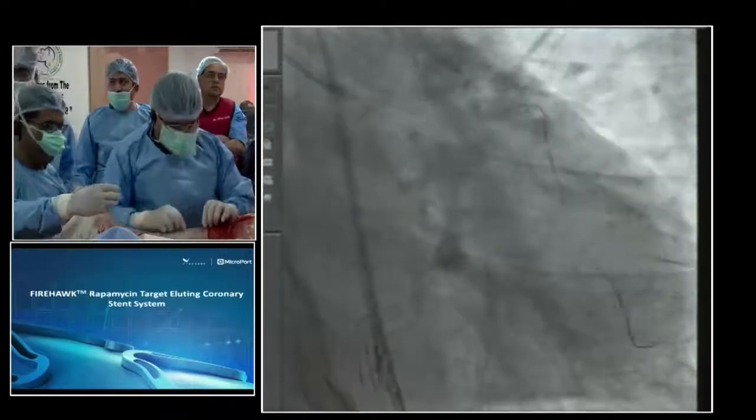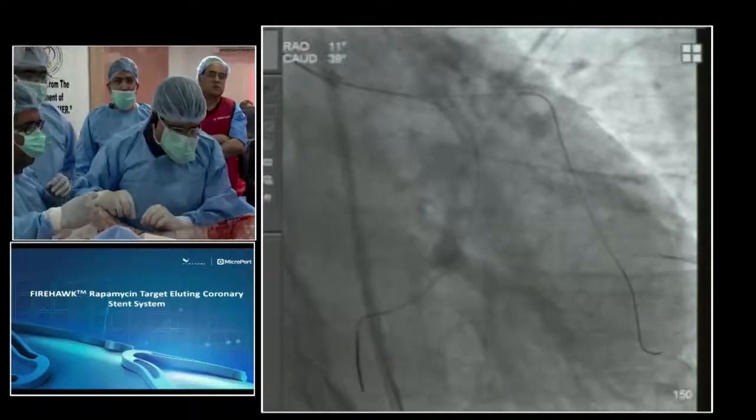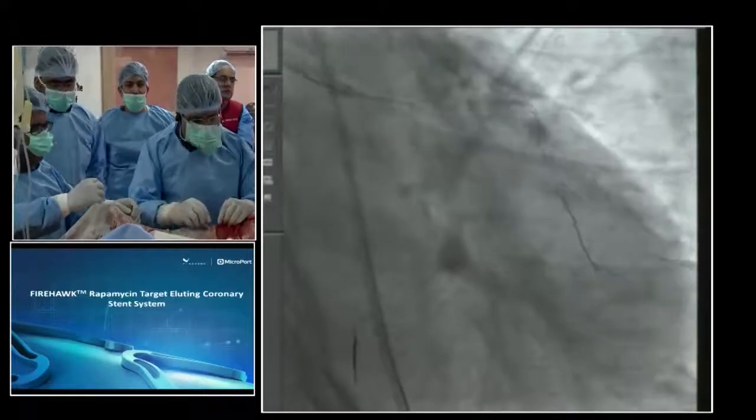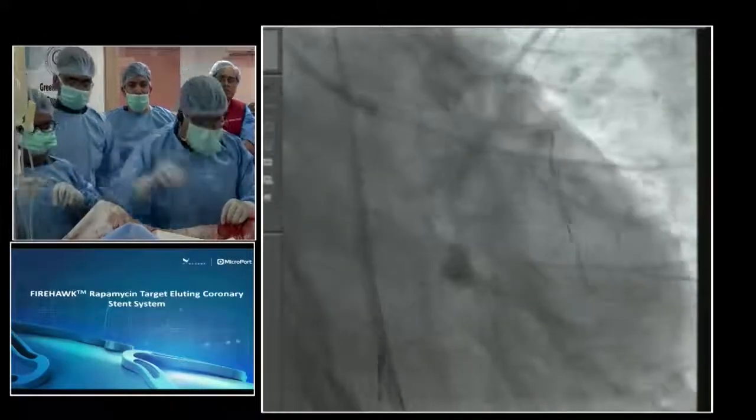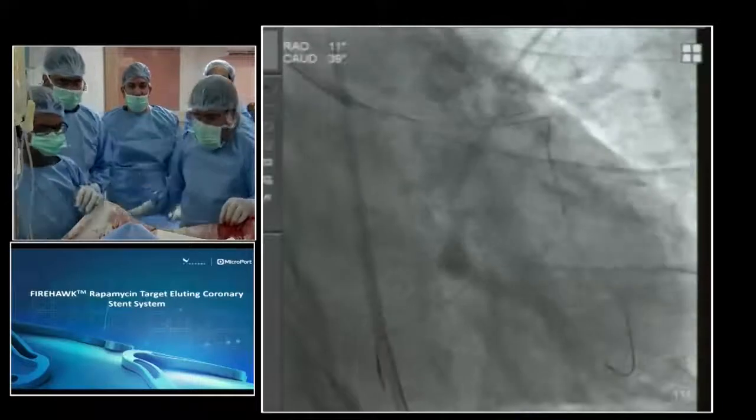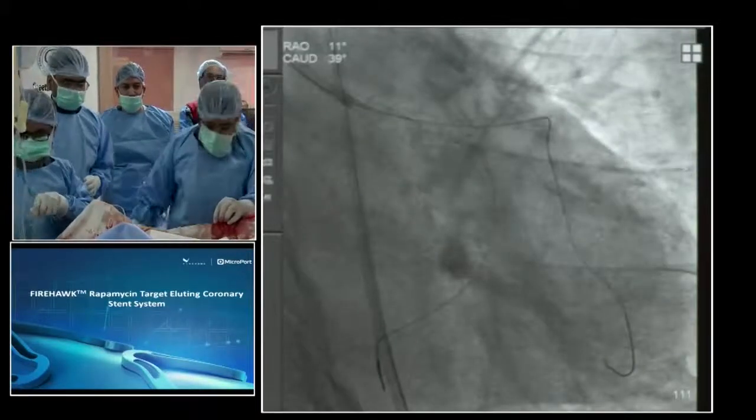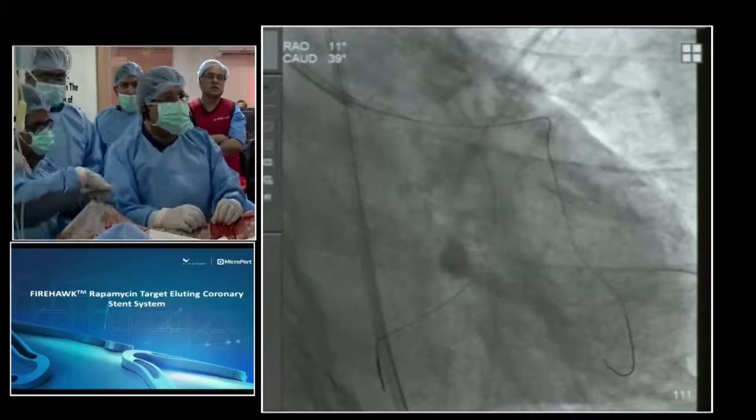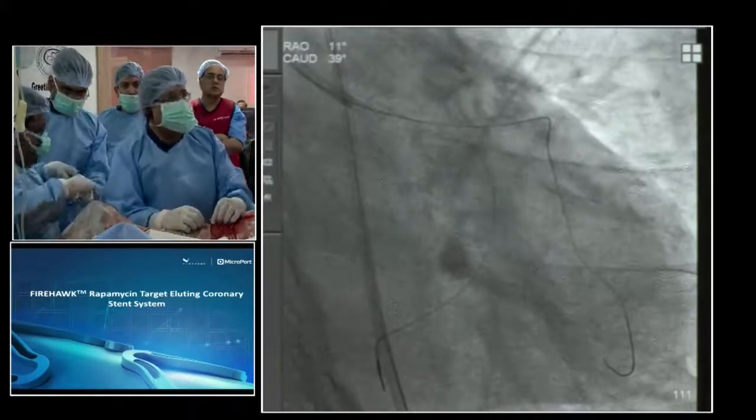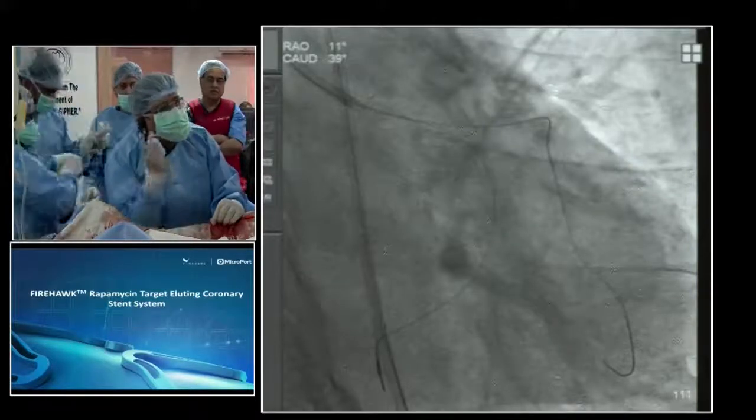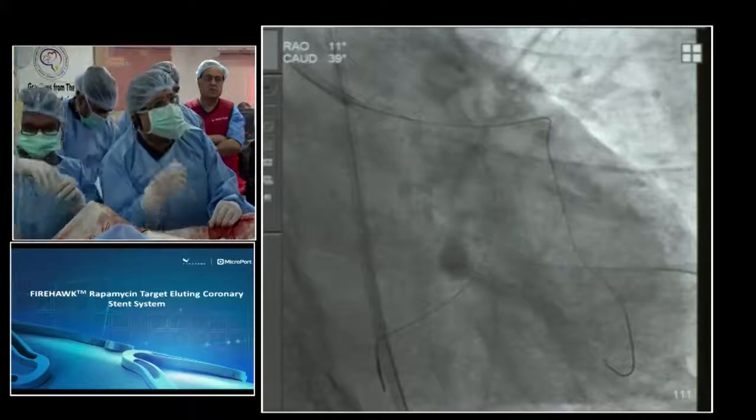Does it matter which sequence I deflate both of them in? Yes, it matters. Both should ideally be deflated at the same time. But just in case the result is under in one branch, say the result is under in the diagonal, like if you are doing LED and D1, or the result is under in the circumflex, then the branch having the under result should be deflated later. Am I clear?